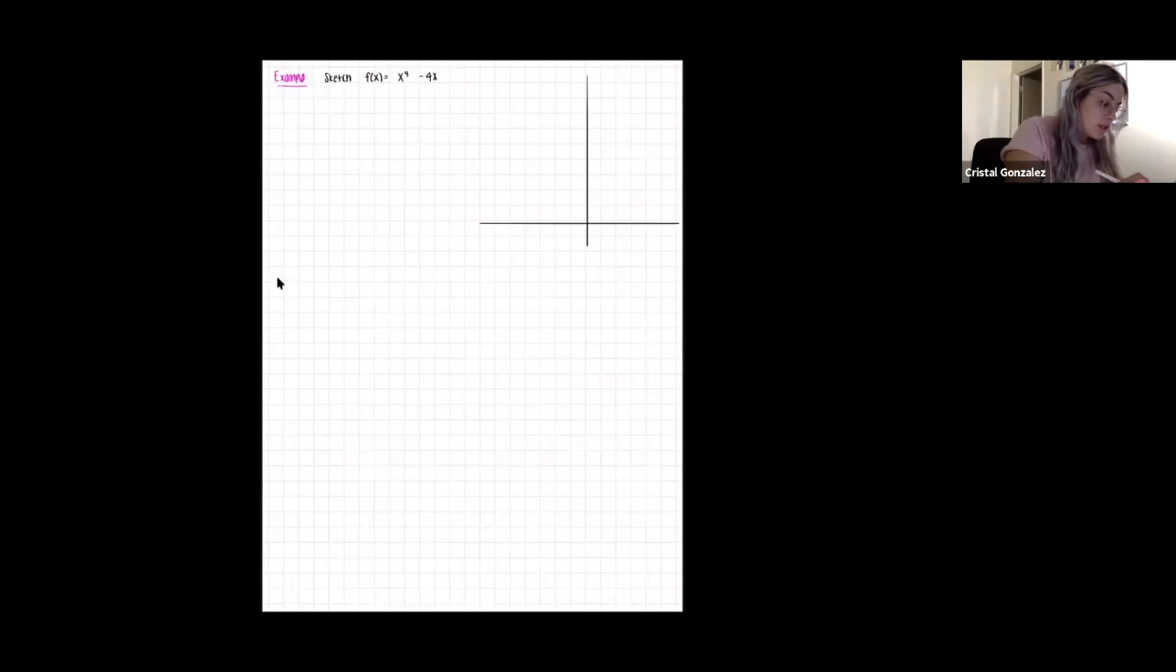So my first thing, remember from before, that I want to look at is my domain. You might not need to write this down each time, but it might be helpful. In this case, my domain is all real numbers. It's a polynomial. So I know by looking at the function that it's a polynomial of degree 4. And so my domain is going to be all real numbers, which means I'm going from negative infinity to infinity, and there are no breaks in the graph. So it's good to keep that in mind.